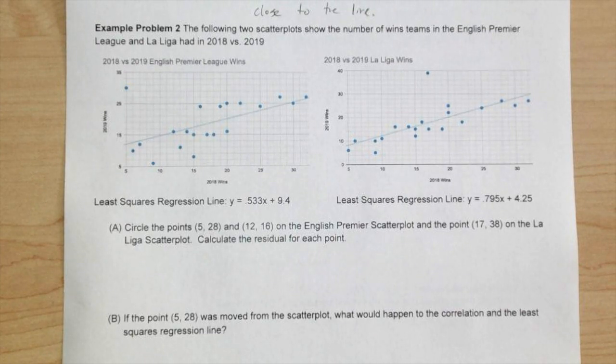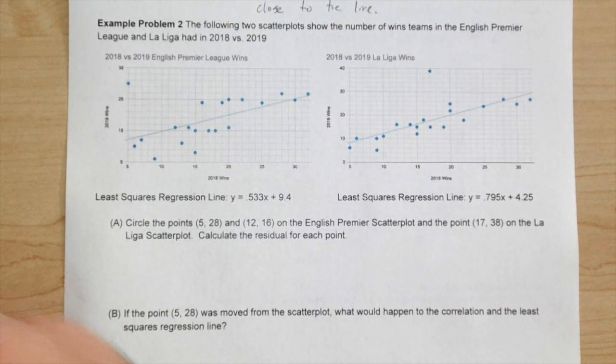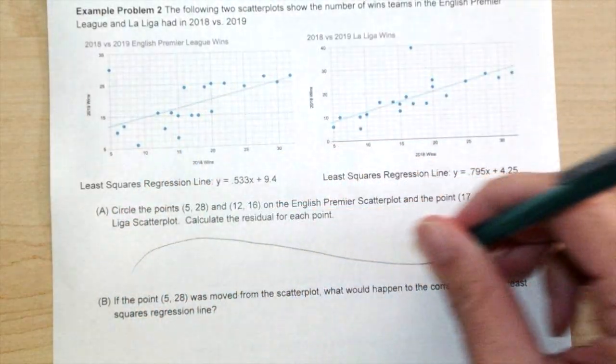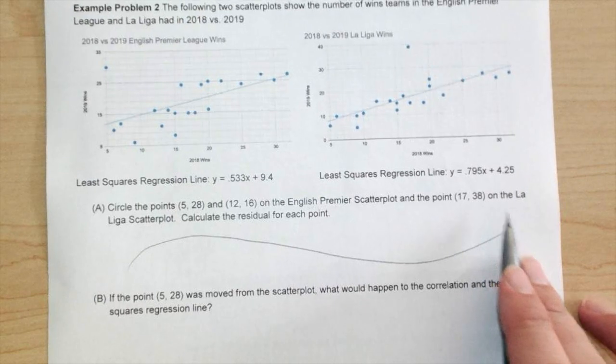A says to find all the residuals, but I don't want to do that right now. I want to save time, so I'm just going to skip it. But I am going to circle these 3 points.